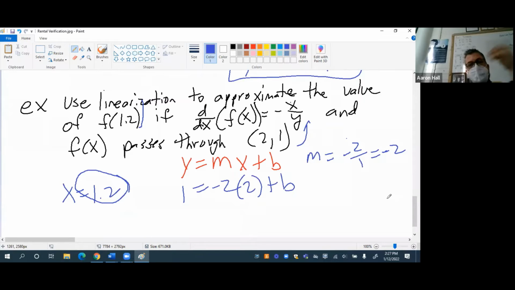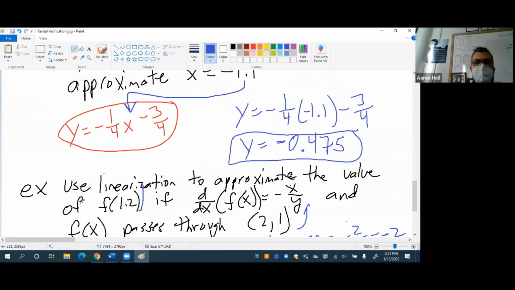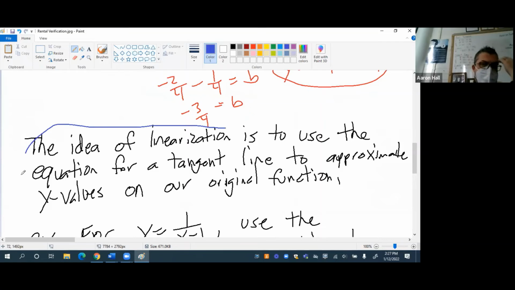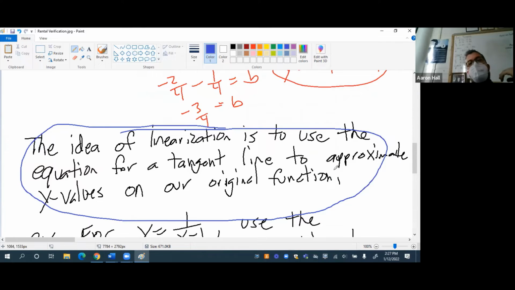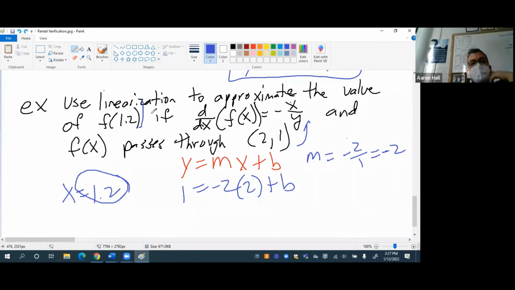1.2. So we're going to worry about the 1.2 last, right? Because the idea of linearization is that we want to use the equation of a tangent line to make our approximation of the curve. I don't know what my original function is, but I do know that I want to find an approximation of this 1.2. So I'll do that last. Right now I need to solve for b. How do I solve for b?